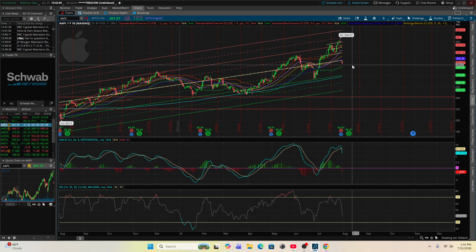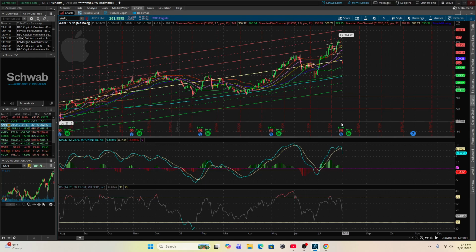I'm still not interested in it. This is a large drop off, but I am not particularly interested in Apple at this price. I want to see it at sub 280, potentially 260. Somewhere in there, I would consider buying Apple, but at these prices, I'm not terribly interested. So that's the coverage on Apple for earnings.